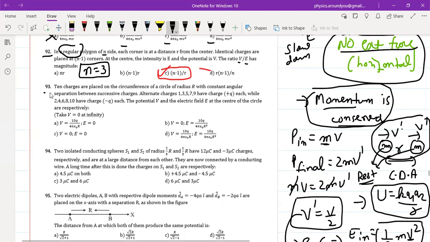Now going on to the 93rd question, slightly a thinking based question. Here we have a circle. Now I carefully place all the odd numbers. Here I place the first charge, then I place the third charge, then the fifth charge, then the seventh charge, and so on, right? Then in between, I place the second charge. Here I have the fourth charge in between.